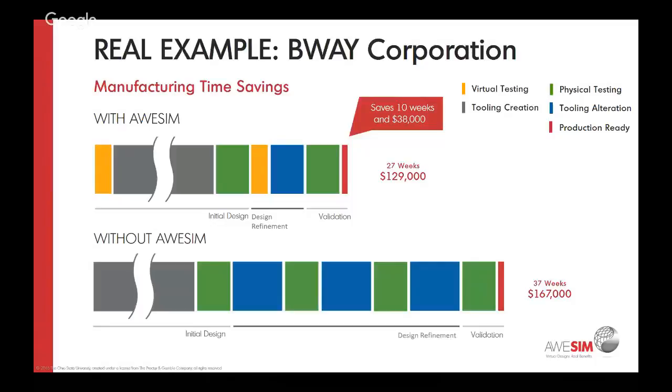There are very few organizations that have gone all virtual. It's very expensive and very challenging to do. We want you to replace the first few steps, but still do physical testing at the end. Don't try to replace the whole thing. They've saved themselves 10 weeks on average and $38,000 per new bucket design, which is tremendous for them.